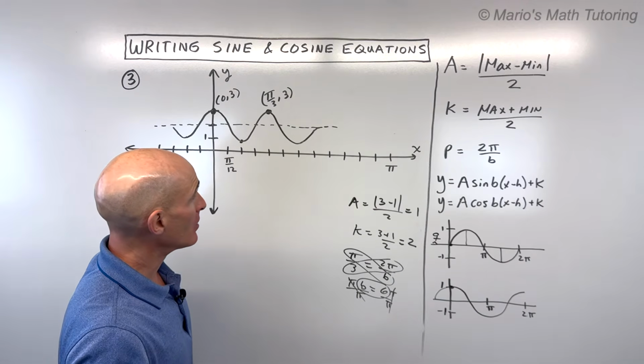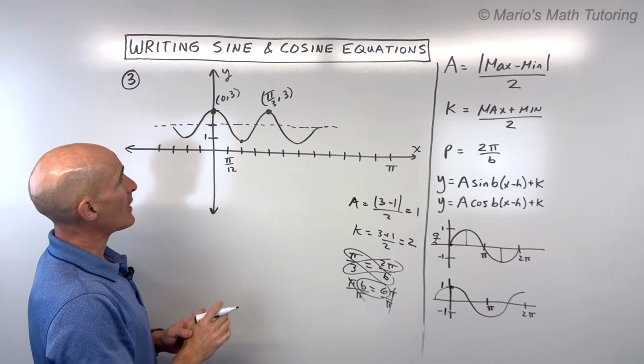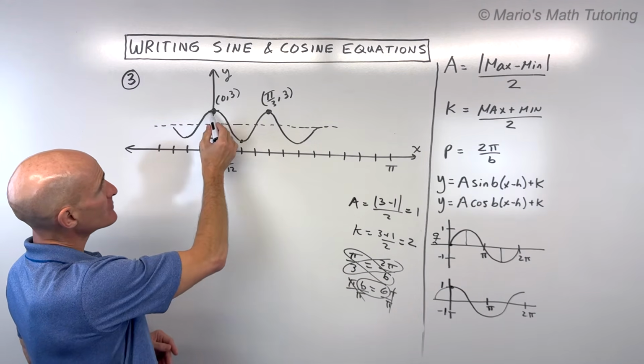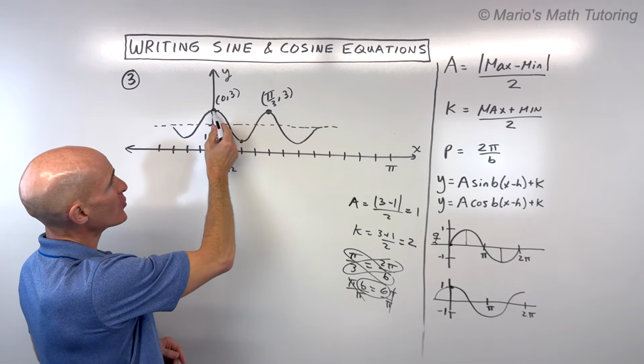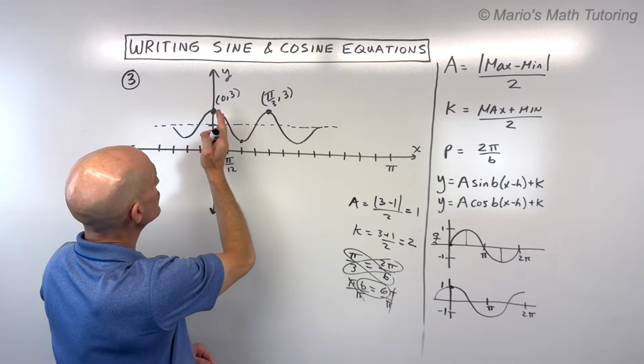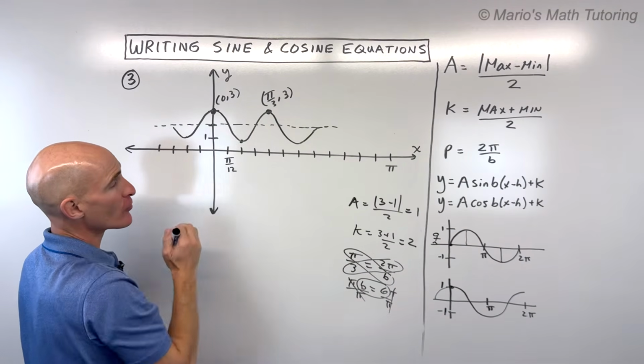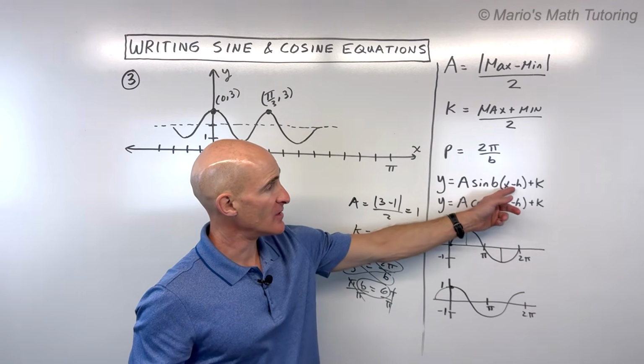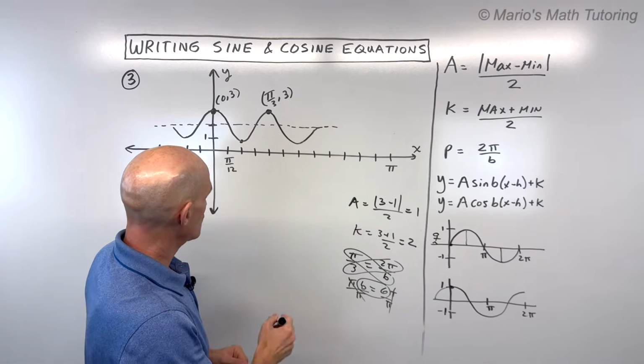So now let's take a look at the phase shift. Now, if I'm working with cosine, which I tend to like to do first, I know that cosine starts at the maximum, right? So in this case, it looks like the cosine graph has not been shifted left or right. So our h here is going to be 0 for the cosine. So let's go ahead and write that one.